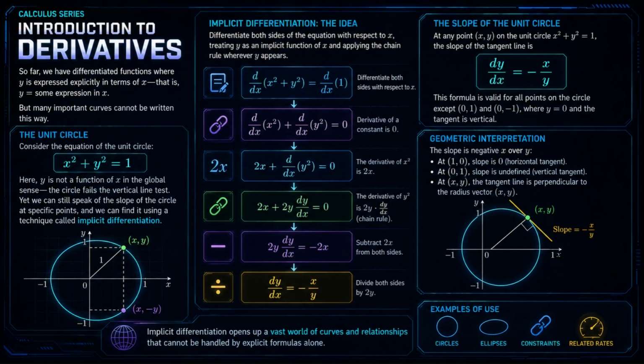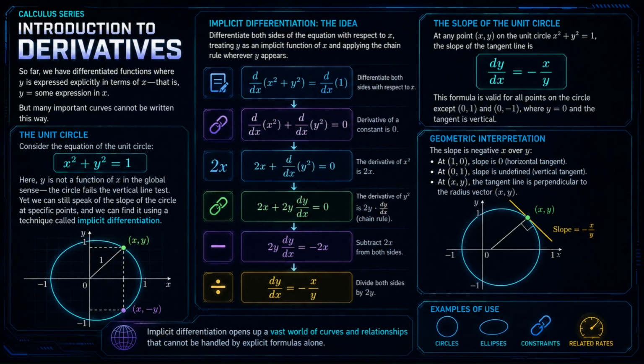The idea is to differentiate both sides of the equation with respect to x, treating y as an implicit function of x, and applying the chain rule wherever y appears. Differentiating x squared plus y squared equals 1 with respect to x. The derivative of x squared is 2x. The derivative of y squared requires the chain rule. It is 2y times dy over dx, since y is a function of x. The derivative of the constant 1 is 0. So, 2x plus 2y times dy over dx equals 0.